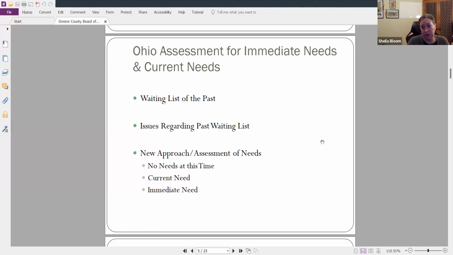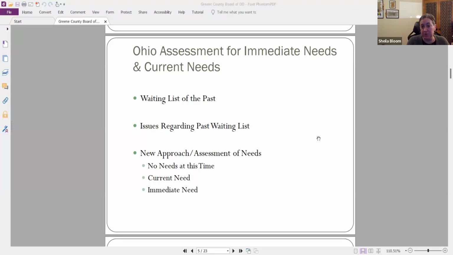So if you are determined to have an immediate or a current need, then you go on the waiting list. Again, each county is slightly different. Right now, Greene County, I believe, has less than 5 folks that are currently on our waiting list. So it's a lot quicker process to address the needs of individuals who are in a crisis situation or who are needing services now, as opposed to saying, well, I might need services down the road. So it's a little bit of a faster way for us to help address those needs.